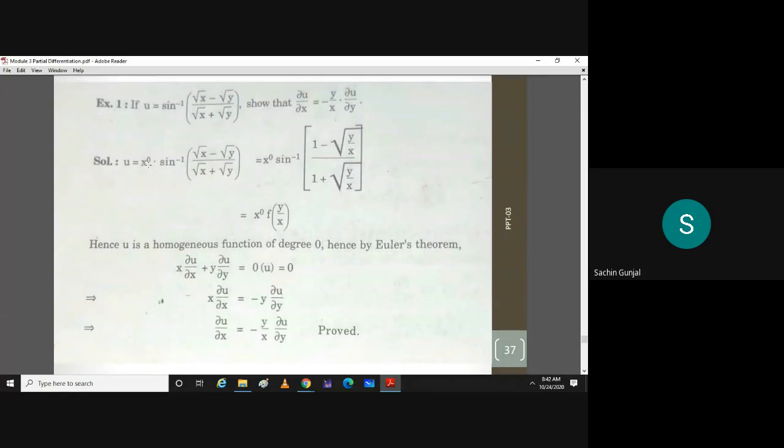So this you can write as t raised to 0 times the original function. Therefore, your u is homogeneous of degree 0, isn't it? Yes, sir. Okay. So by Euler's theorem, x ∂u/∂x + y ∂u/∂y is equal to n u. So n is 0. Therefore, x ∂u/∂x is equal to minus y ∂u/∂y. Shift this x to this side, so it will become minus y by x, which we want. All right. So copy it fast.